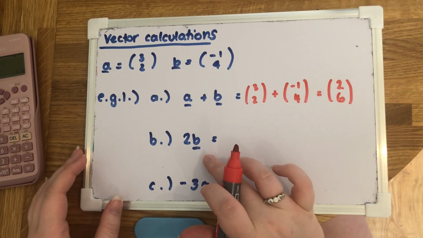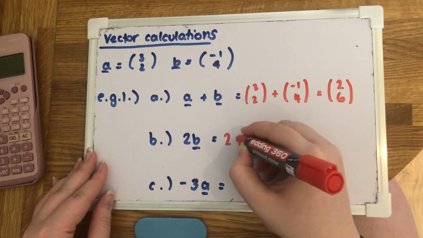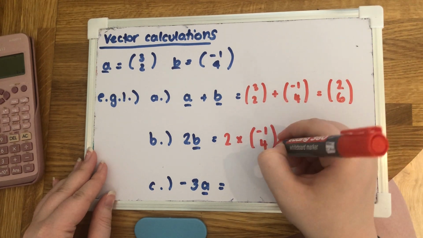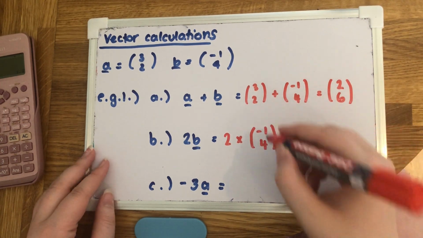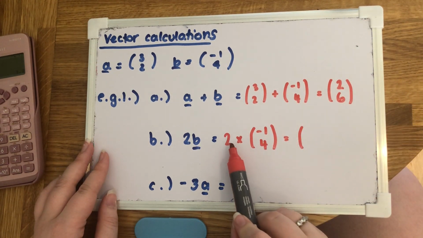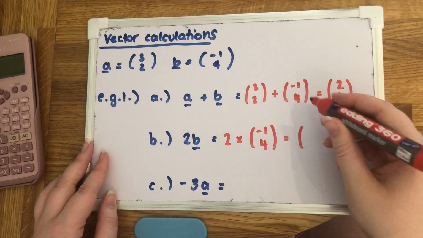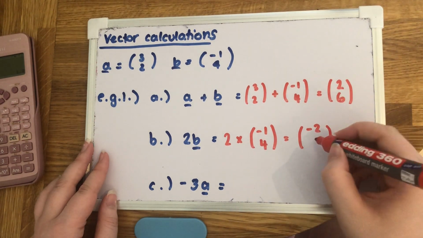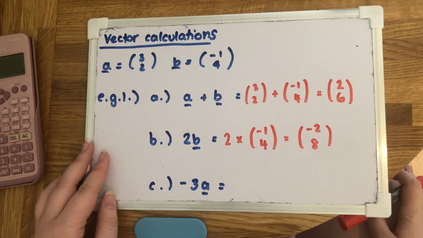With this one, it means we're going to multiply the vector by 2. Because we're multiplying by 2, it will affect both the top and the bottom of the vector. But again, it's nice and easy, so you just do 2 multiplied by -1, which is -2, and 2 multiplied by 4, which is +8.